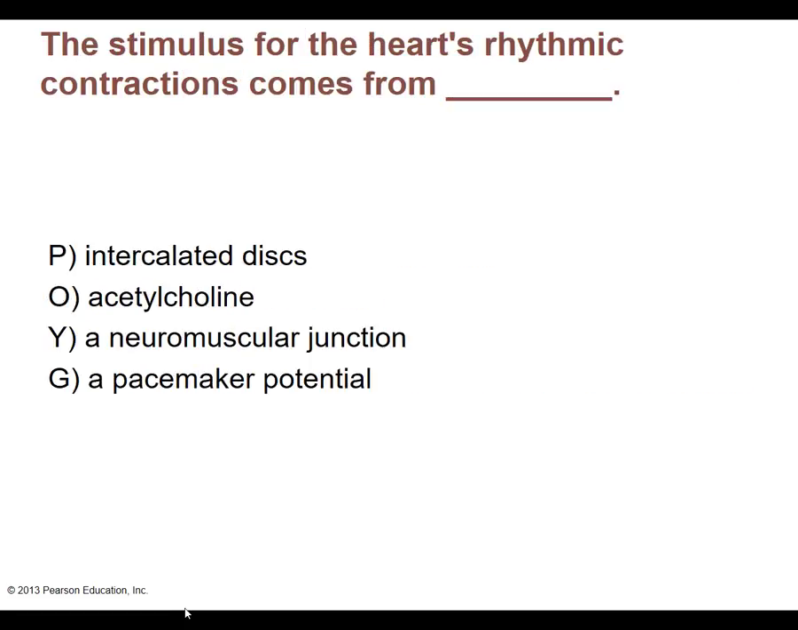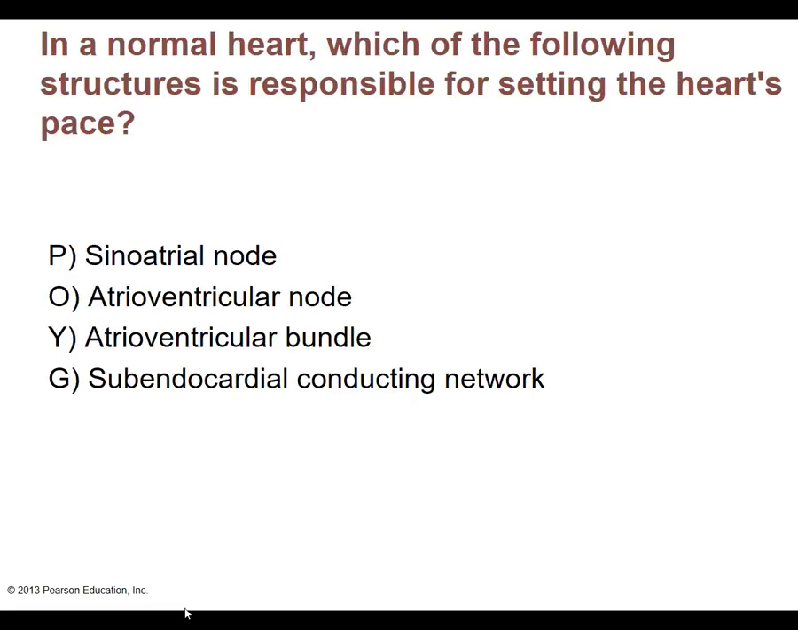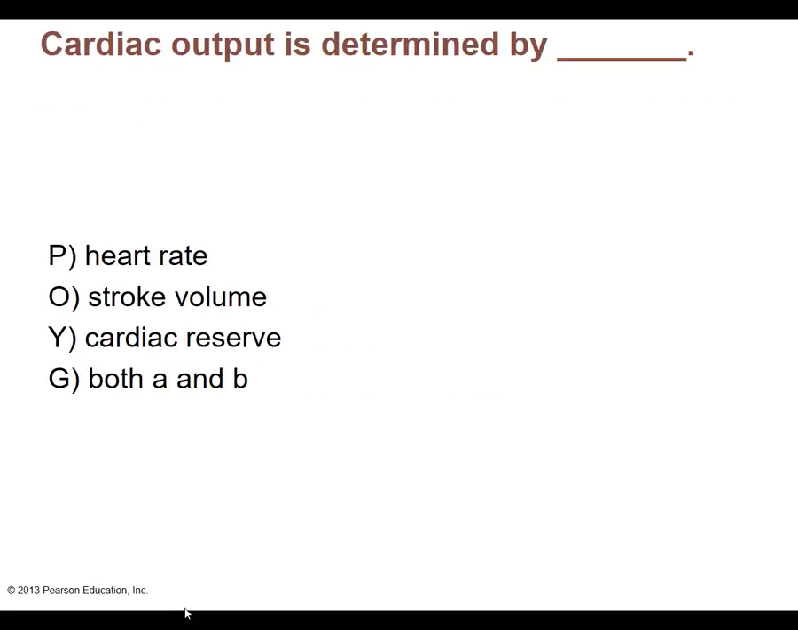In a normal heart, which of the following structures is responsible for setting the heart's pace? So, which was the pacemaker? It's the sinoatrial node. Cardiac output is determined by what? Cardiac output is a multiplication. It should be pink and orange, or P and O. It should be your heart rate, how many beats per minute, times your stroke volume, how much volume is actually leaving your ventricles.